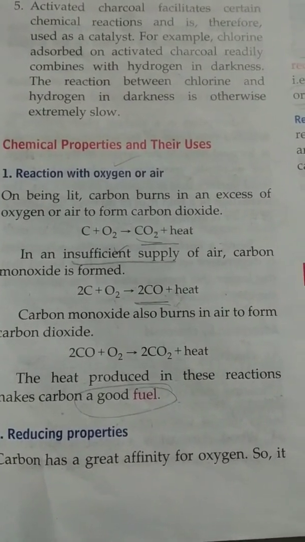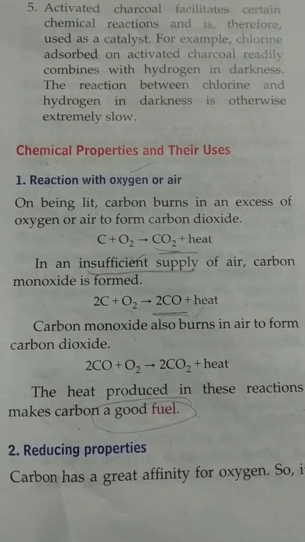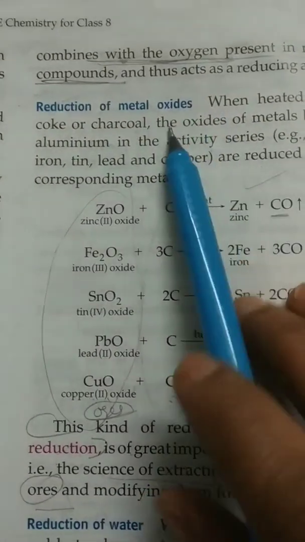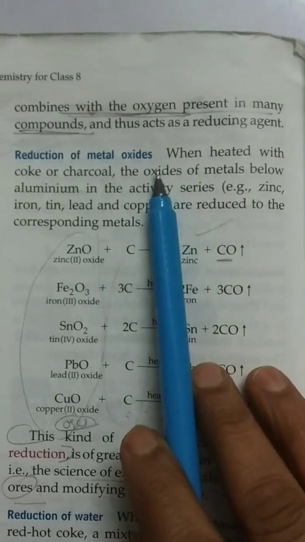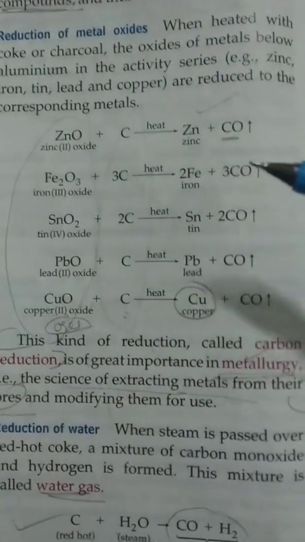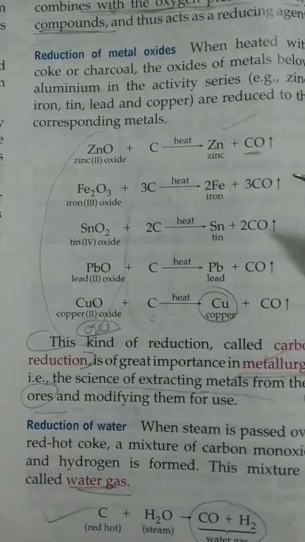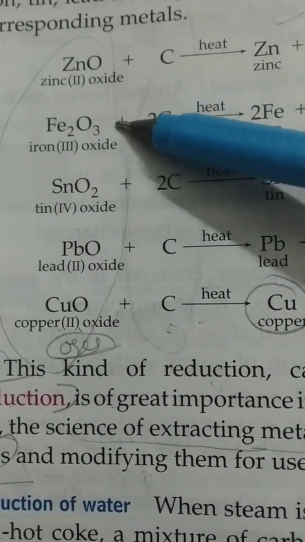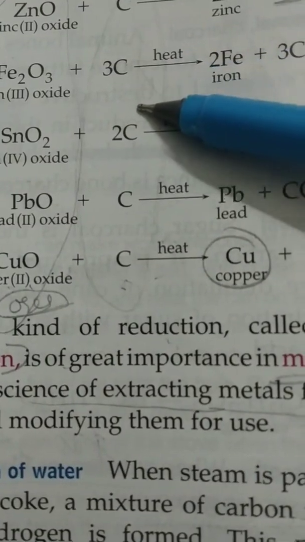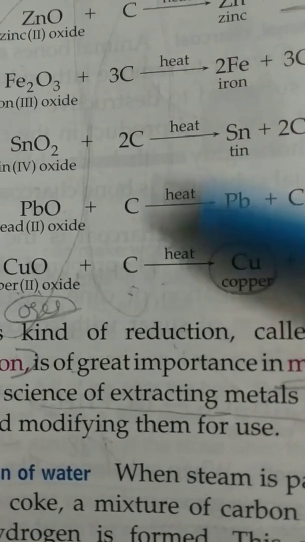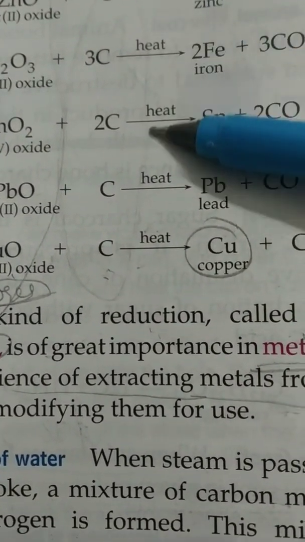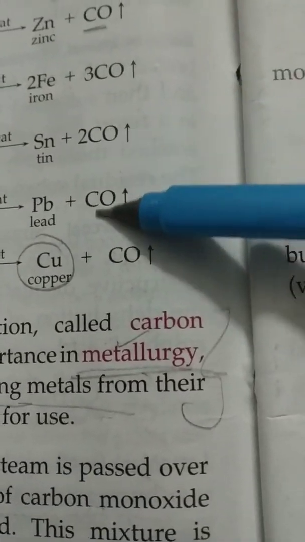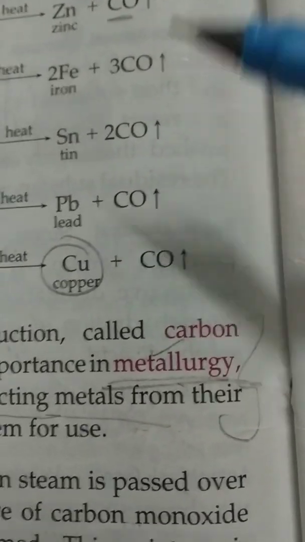Then reducing property. Already we discussed that charcoal acts like a reducing agent also, because it combines with the oxygen present in many compounds. That's why it acts like a reducing agent. Then reduction of metal oxide. In this case, you can see metal oxides are given, and when coke or charcoal reacts with them, when we heat them, we get metals and carbon monoxide as products.